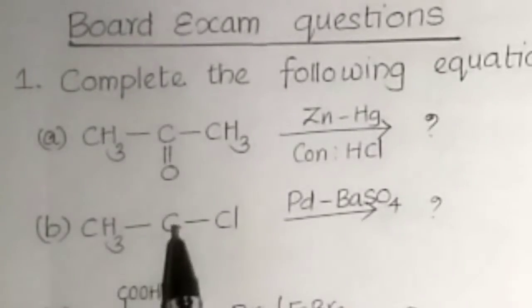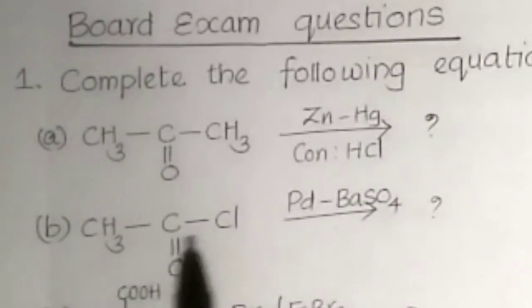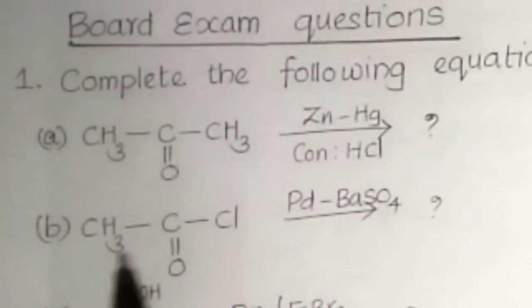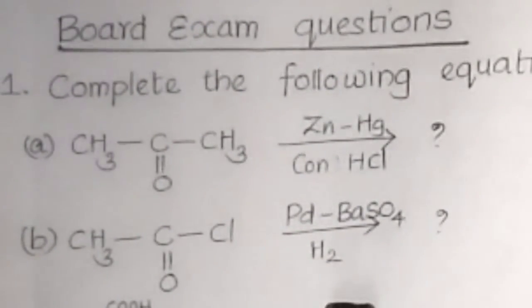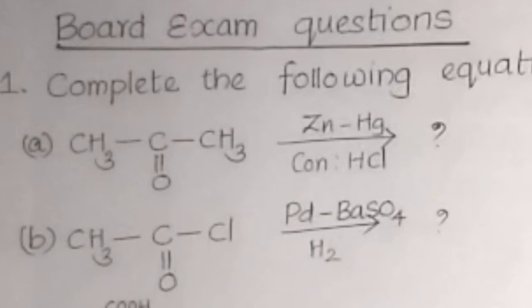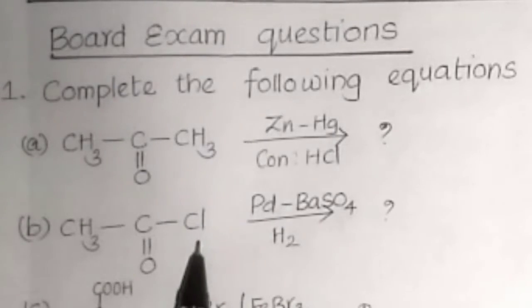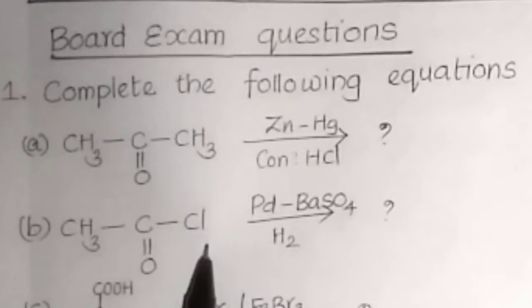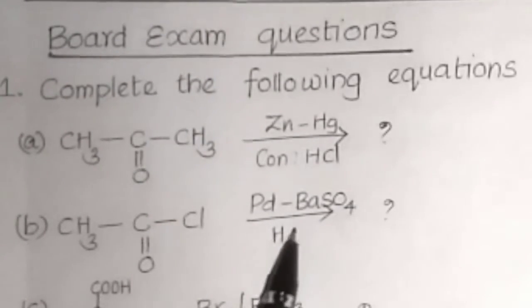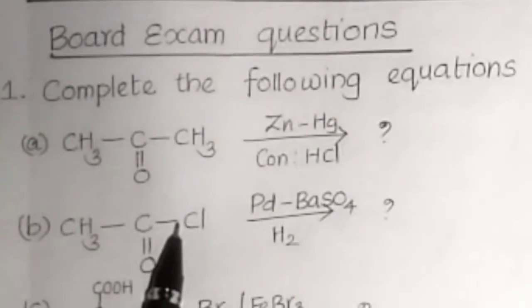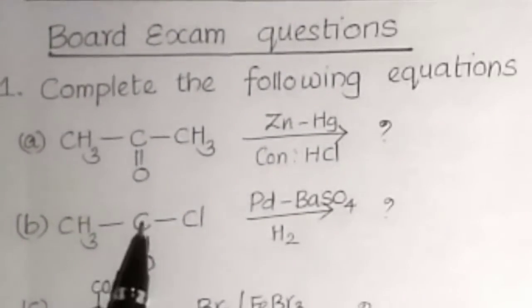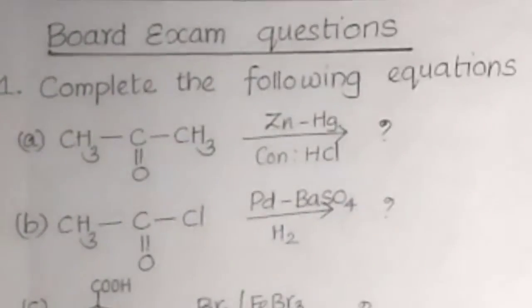Next question is CH3COCl, acid chloride, acetyl chloride, with palladium in presence of barium sulfate, on reduction. What is palladium in presence of barium sulfate? We use it for reduction, known as the Rosenmund reduction reaction. The chlorine atom is replaced by a hydrogen atom: two hydrogen atoms are here, one combines with the Cl to form HCl, another hydrogen is added here, and then we get CH3CHO, that is the product.